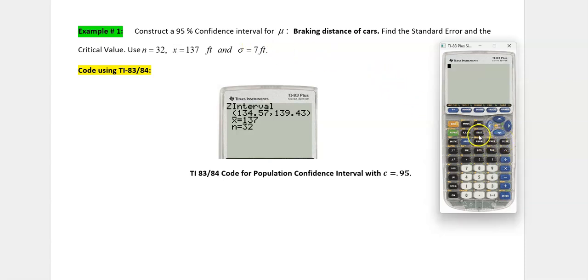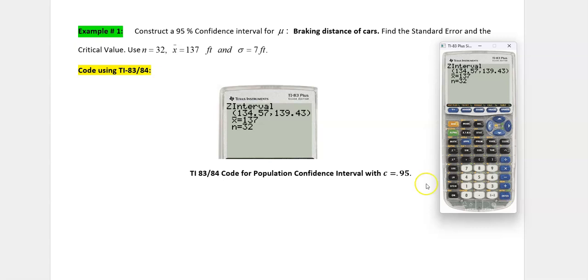So the proper code is going to be, you're going to go to stats, then you move to test. Within test you're going to be looking at a z interval. We're doing a z interval, and we're looking at stats since you're given all that information. The sigma value here is 7, and the mean of the sample happens to be 137. Also, the value of n is 32 cars that they're looking at. The confidence level is 95, and this is one of the possibilities.